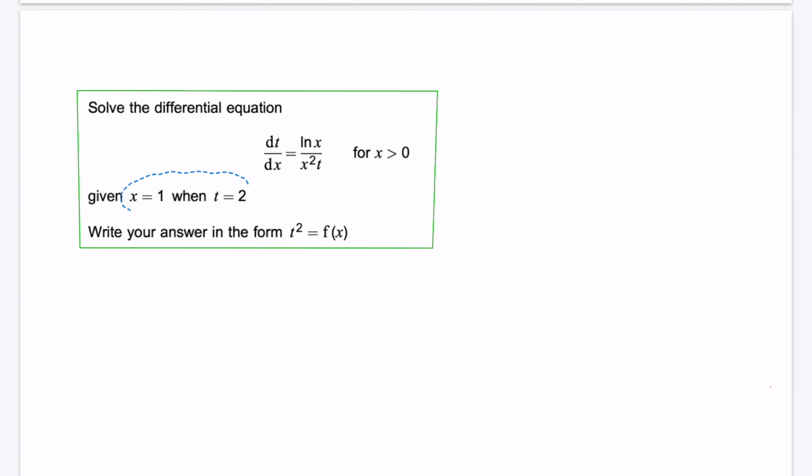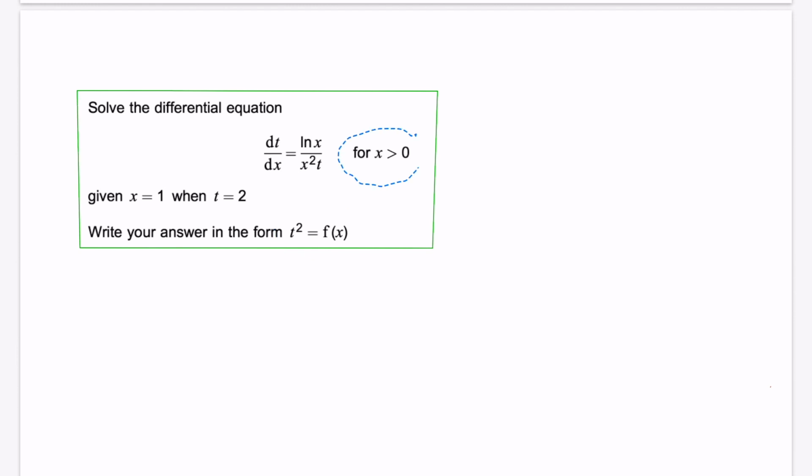We're then given our boundary conditions so we can work out the arbitrary constants of integration, and then we're asked to write the answer in the form t squared equals f of x. It's amazing how many candidates finish a question and are so keen to get on to the next one, they leave it in the format that they finished it with and don't leave it in the required format, a mark thrown away uselessly.